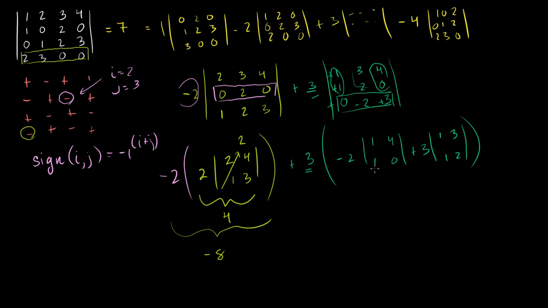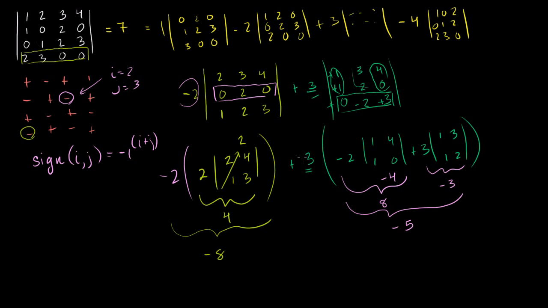Now, this guy right here, we have 1 times 0, which is 0, minus 1 times 4, so it's minus 4, times minus 2. This whole thing becomes a positive 8. And you have 1 times 2, which is 2, minus 1 times 3, which is minus 3. So you get a minus 1. So this becomes a minus 3. So you have an 8 minus a 3. So this becomes a minus 5.